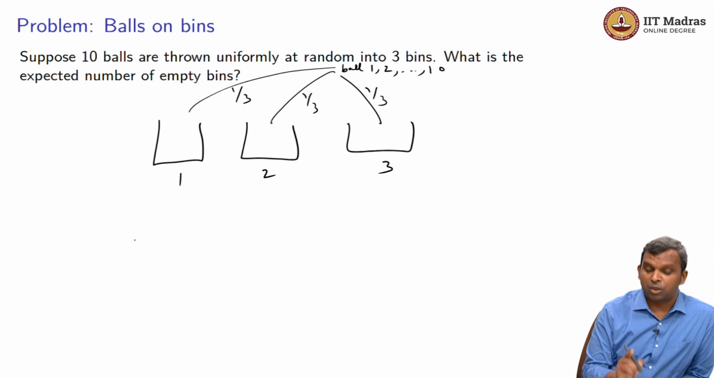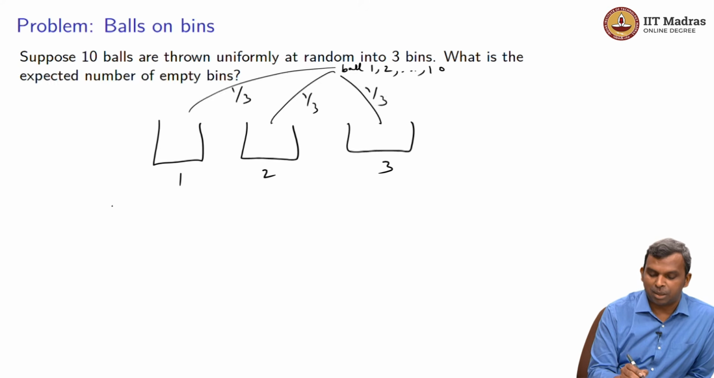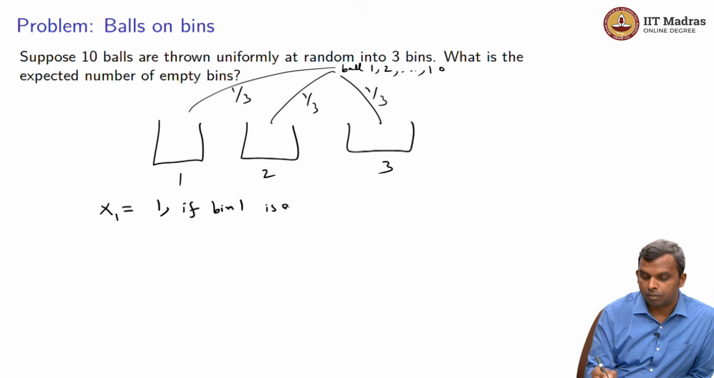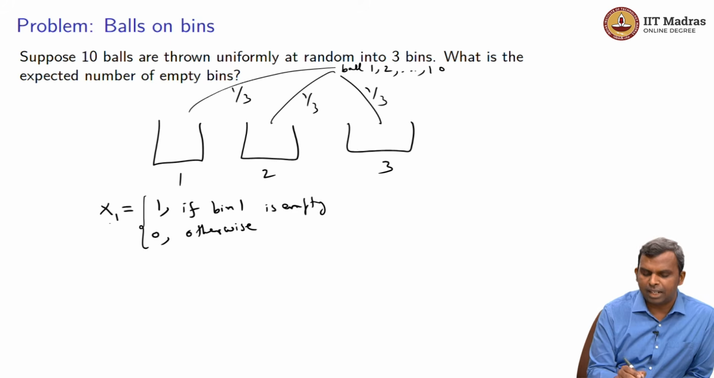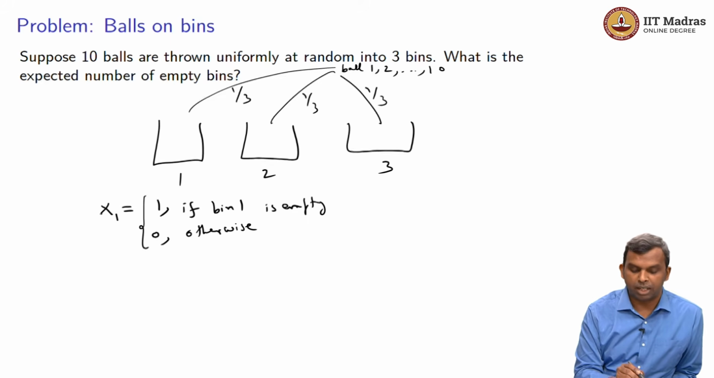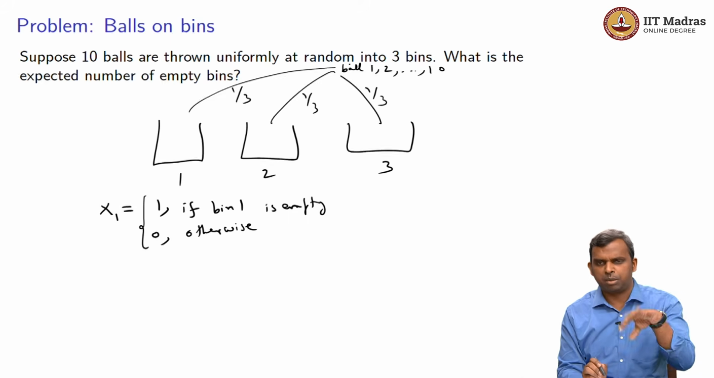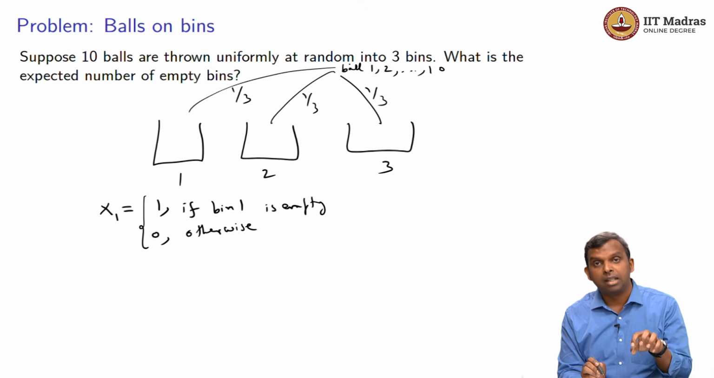Okay. So here is a little trick here. This is very important. This use of what's called indicator functions. Okay. So I'm going to say x1 equals 1 if bin 1 is empty and it is 0 otherwise. This kind of thing is called an indicator random variable. So you do this experiment, you throw the 10 balls and then you see if bin 1 is empty. If bin 1 is empty, then your random variable x1 becomes 1, otherwise it is 0. This is how it is defined.